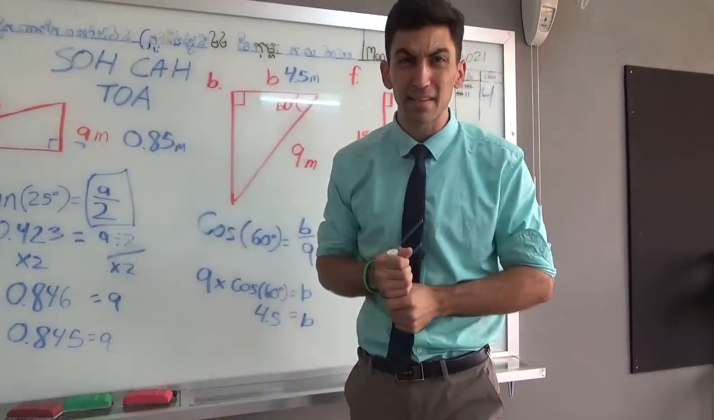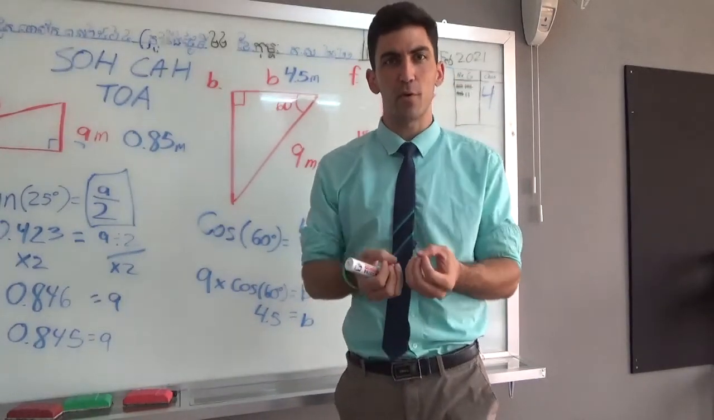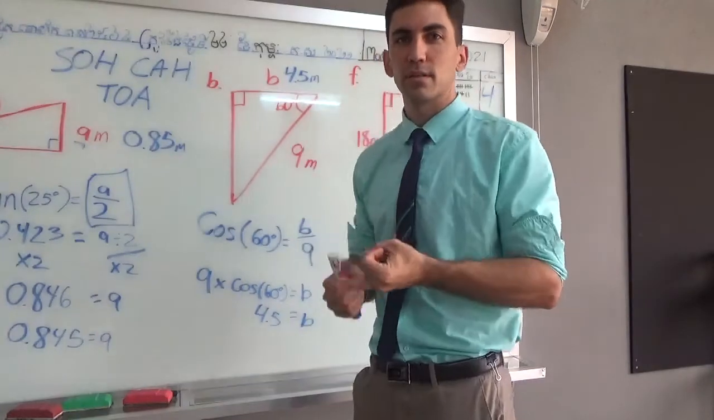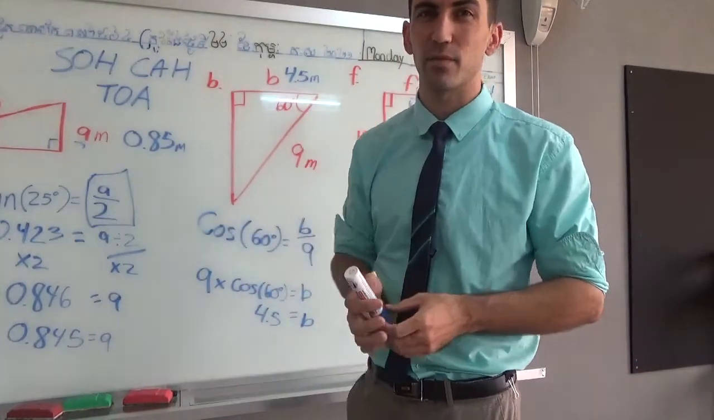So I hope that this was informational. I hope that you now have a firm grasp on how we need to use sine, cosine, and tangent in order to solve for missing sides of a right triangle.